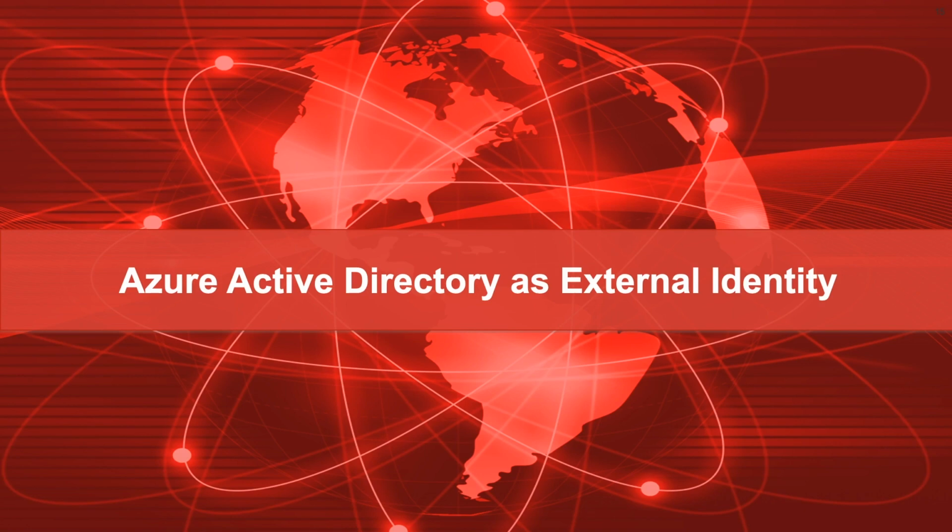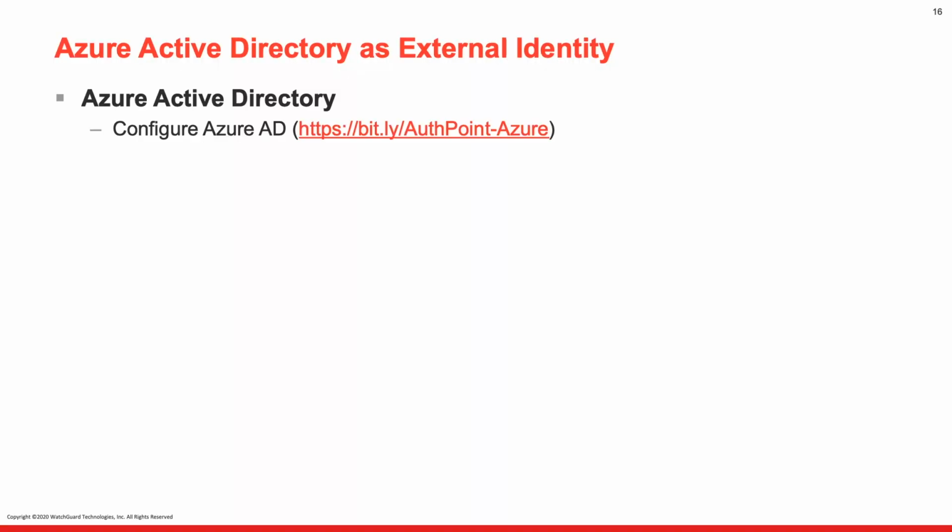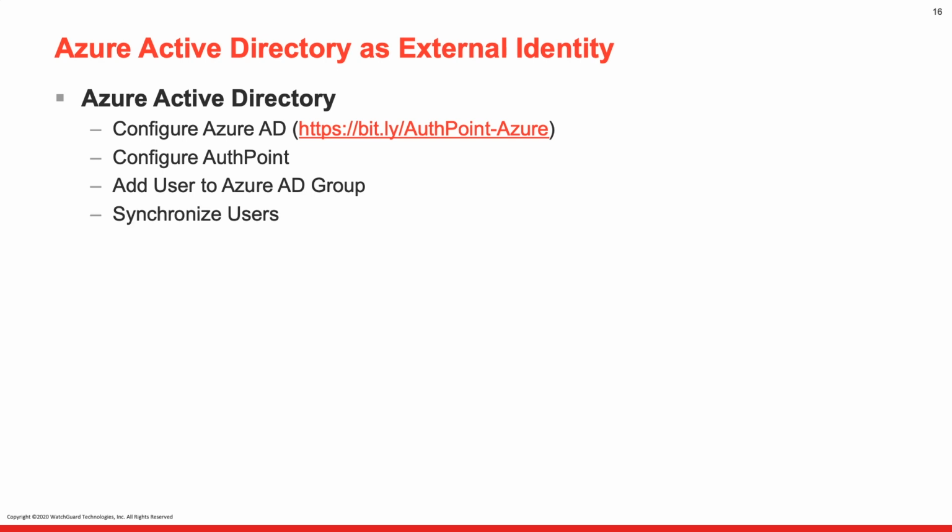Now let's configure Azure Active Directory as an external identity in AuthPoint. To do this, we're going to follow these simple steps. We're going to configure Azure Active Directory. I have a bit.ly link there, and we will walk through step by step on how to do that. Then we're going to pivot over to AuthPoint and configure AuthPoint. Then we'll add a user to an Azure Active Directory group, synchronize those users, and we should see them in AuthPoint.